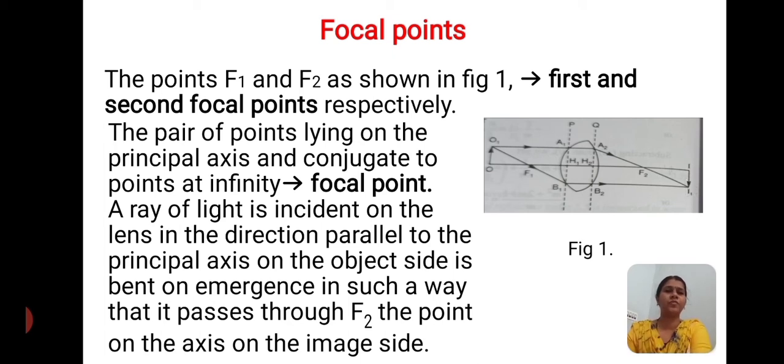The ray of light, what are you doing now? The ray of light incident on the lens in a direction parallel to the principal axis on the object side is bent on emergence in such a way that it passes through the point F2 on the axis on the image side. So this one is the image side, this one is the object side.